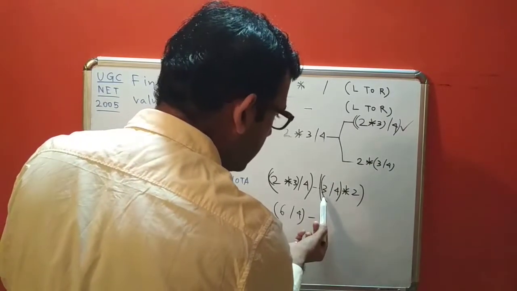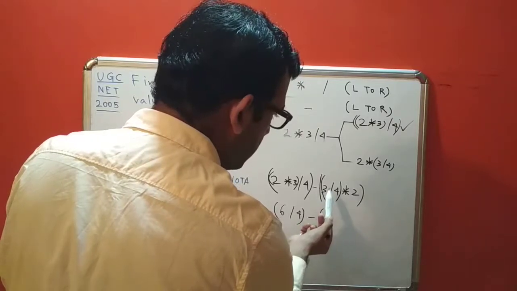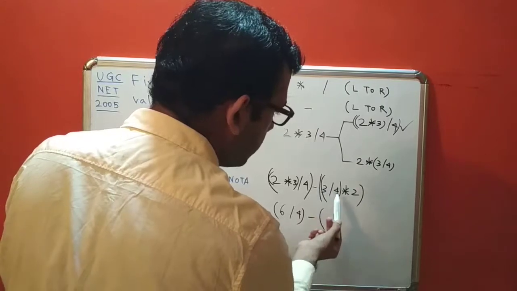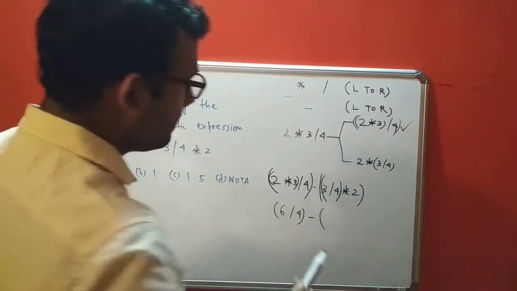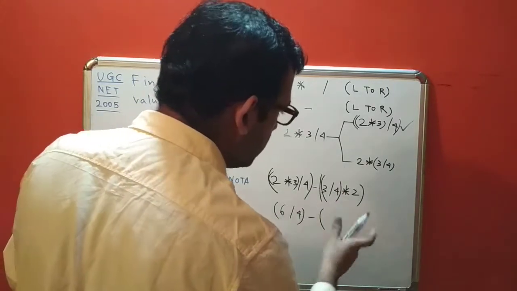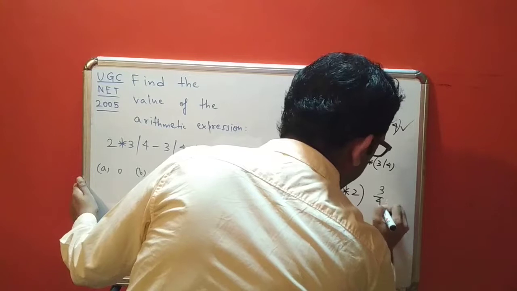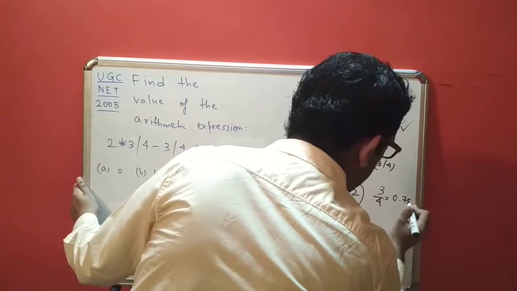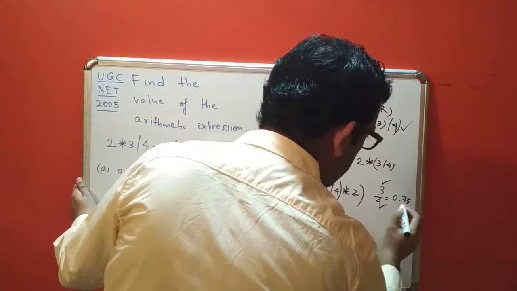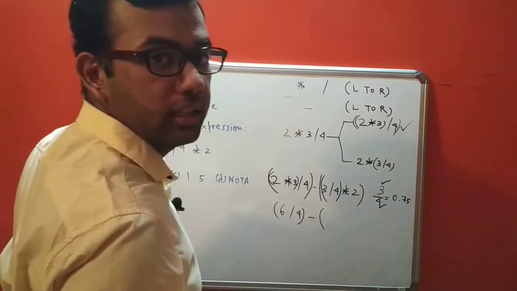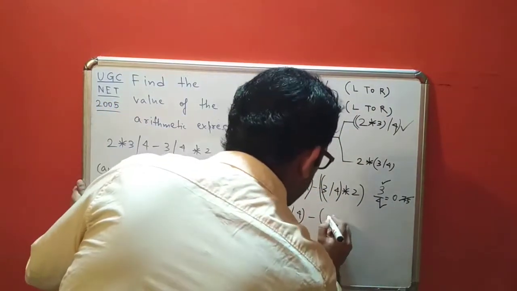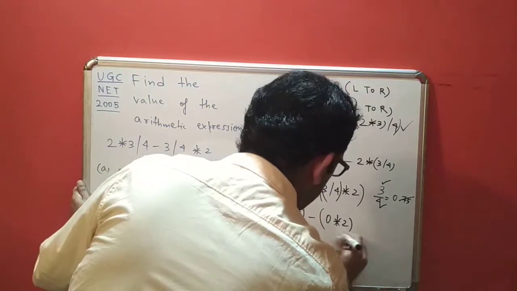When we divide a positive integer by another positive integer, the decimal part is truncated. That means 3 divided by 4, as we all know, is 0.75. But in computer programming, 3 is an integer and 4 is an integer, so the result also has to be an integer. That means the fractional part has to be truncated, so I'll be left with 0. So I'll get 0 here, multiplied by 2.